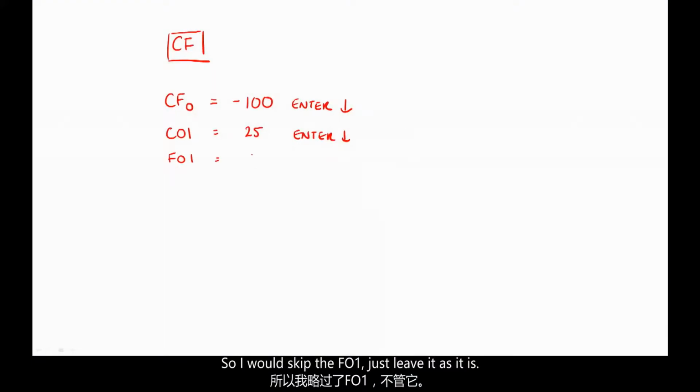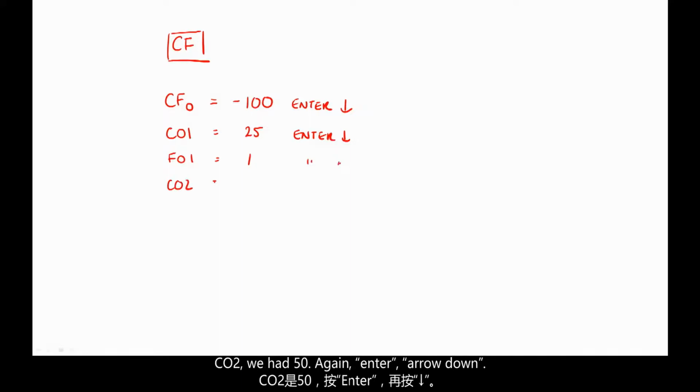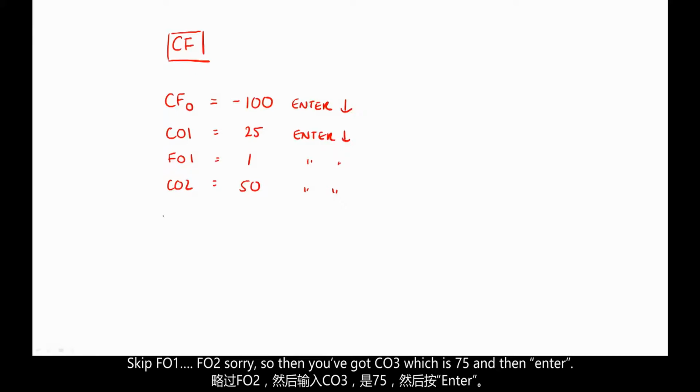Just leave it as it is. I think the default is 1. So then enter, arrow down, just arrow down past it. C02, we had 50. Again, enter, arrow down, skip F02, so then you've got C03, which is 75.